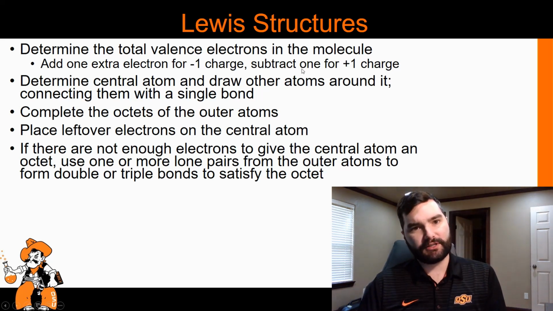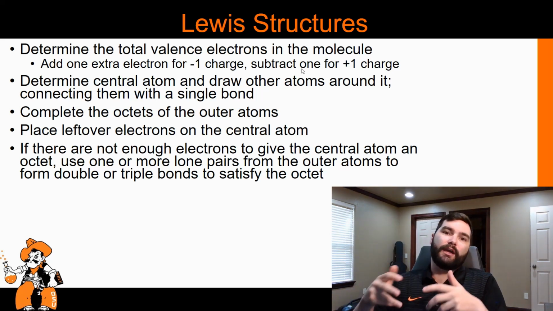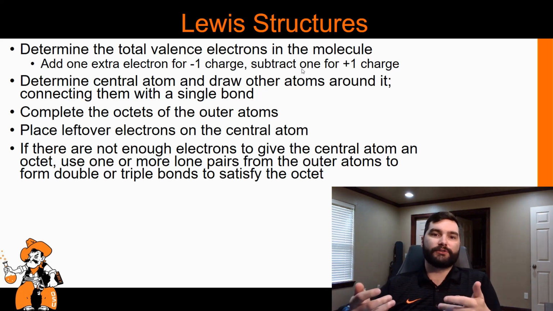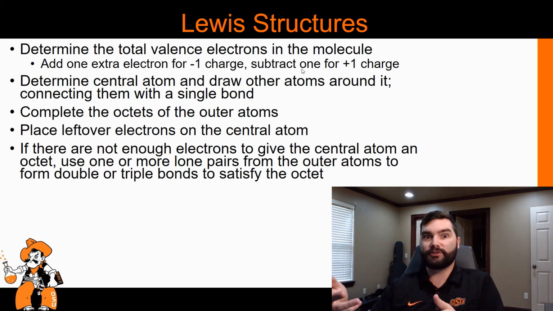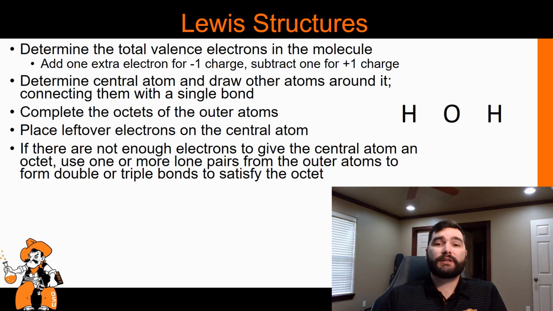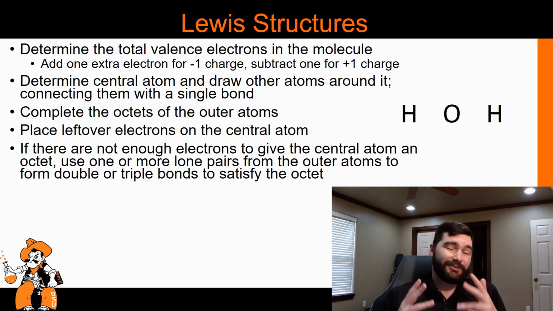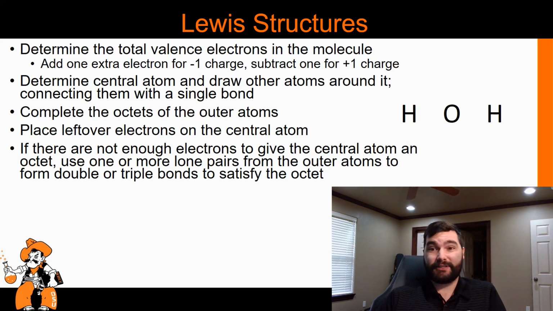Once you've figured out the central atom, you draw your other atoms around it, and you start filling in your valence electrons. This is drawing the Lewis dot structure. Let's take a water molecule, for example, and make a Lewis structure. Once again, oxygen is the most electronegative element here, but it has to go in the center because hydrogen can only ever form one bond.